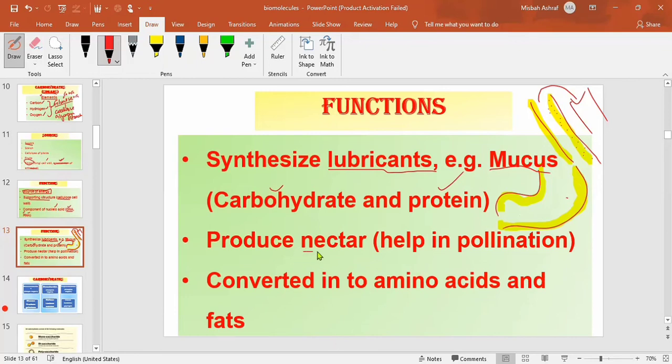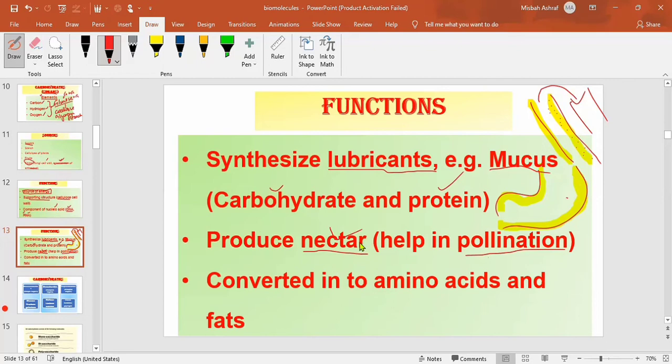Next, nectar, which is produced by the flowering plant, is also sweet in nature, and that nectar contains carbohydrates. So the plant also produces nectar, and this nectar helps in pollination. Pollination is the transfer of pollen grains from anther to stigma, from the male part of the flower to the female part. Insects come to the flowers to collect this nectar, which is sugary or sweet in taste.